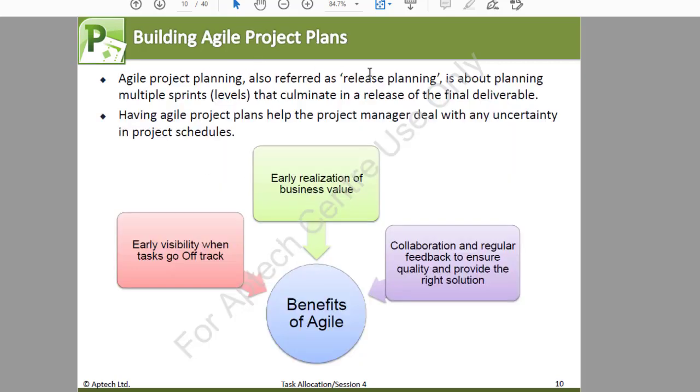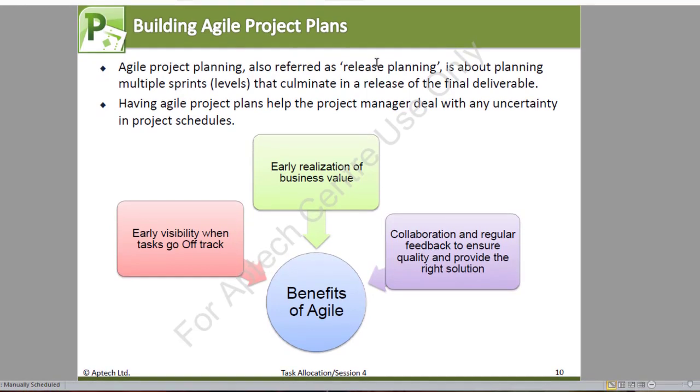Now, building agile project plans. Agile project planning, also referred to as release planning, is about planning multiple sprints or levels that culminate in the release of the final deliverable. Having agile project plans helps the project managers to deal with any uncertainty in project schedules. Let's look at some of the benefits of agile. One, there is early visibility when tasks go off track and early realization of business value. There is collaboration and regular feedback to ensure quality, and to provide the right solution.